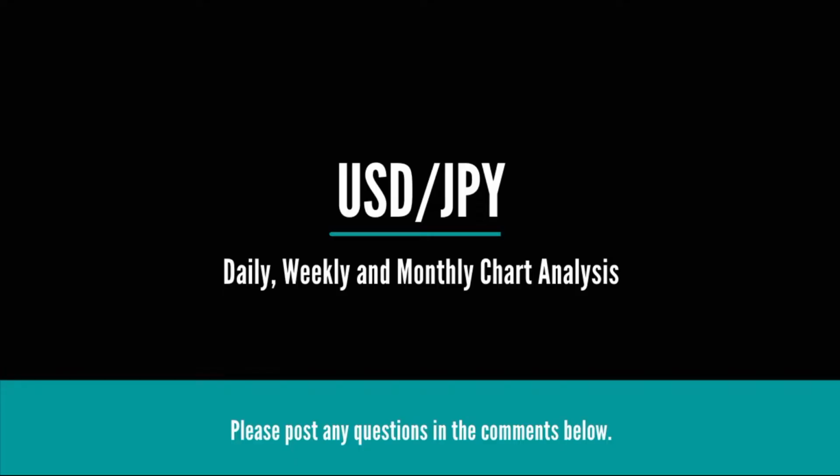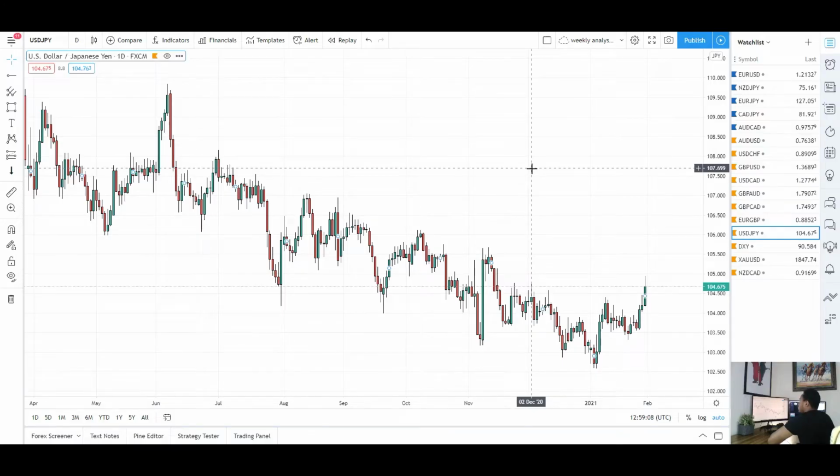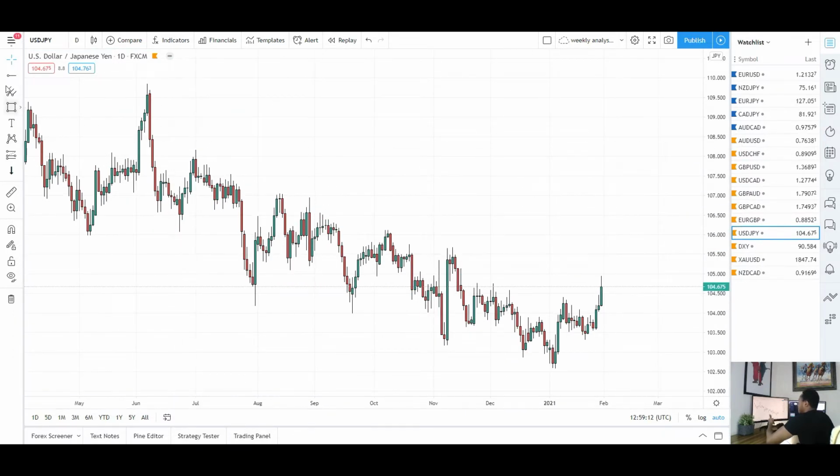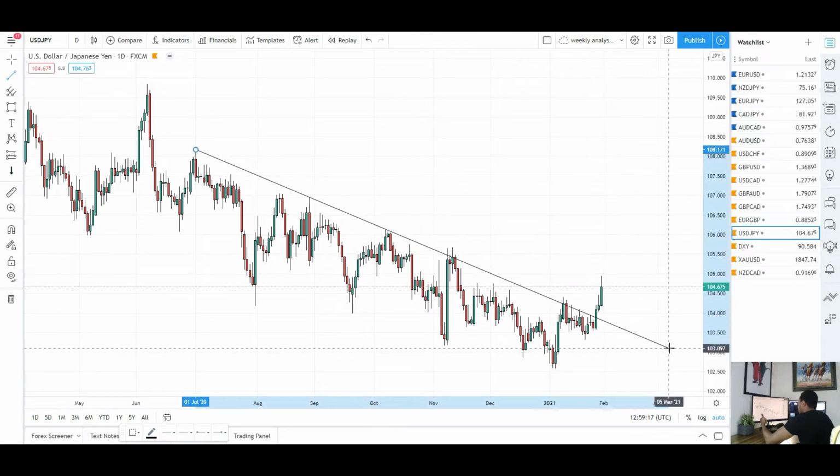Next, we're going to take a look at USD JPY. Okay, so for USD JPY this week, we did see a big push to the upside as expected. I did say last week, you probably do expect to see a break of this trend line here in the market, which has been intact for the past few months now.